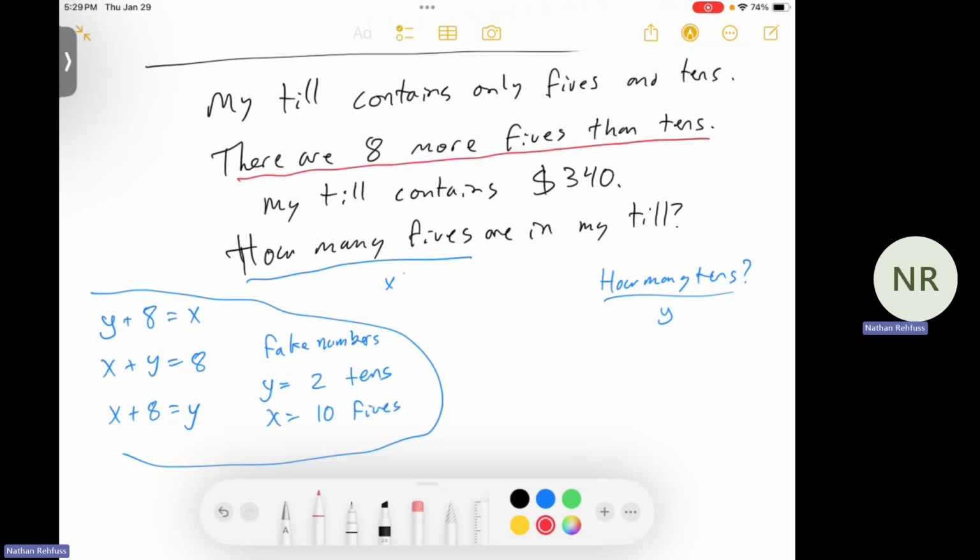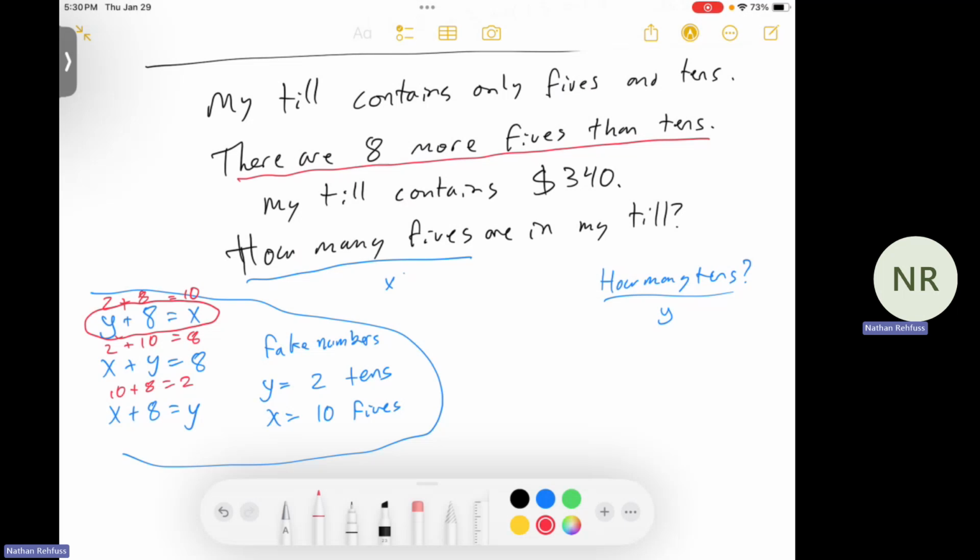Now let's check our 3 equations. The first one says 2 plus 8 is 10. That's true. The second says 2 plus 10 is 8. That's false. And the third says 10 plus 8 is 2. That's false. So now I know this is the only correct one. If your numbers, through bad luck, happen to satisfy 2 equations, just pick different numbers, and then you'll see which one is right.